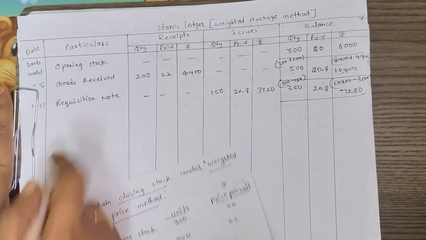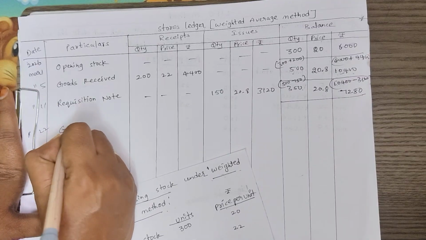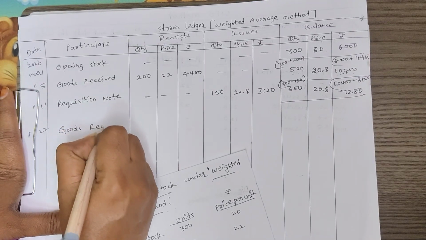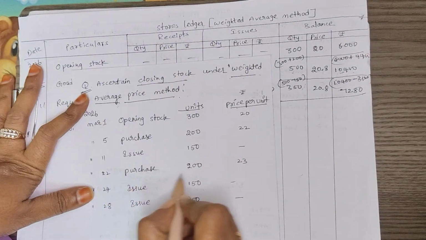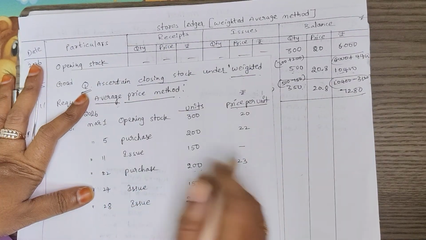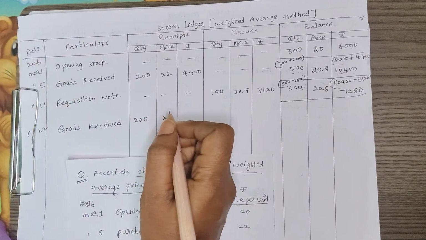And next, purchase. 22 March, purchase. At the time of purchase, what should we write? Goods received, because we are receiving goods at the time of purchase. Under the receipt column, how many units are there? 200 units at the rate of 23. So what is the value?